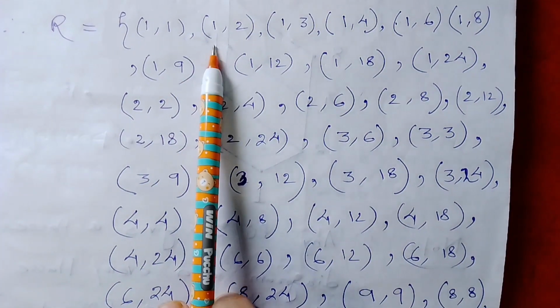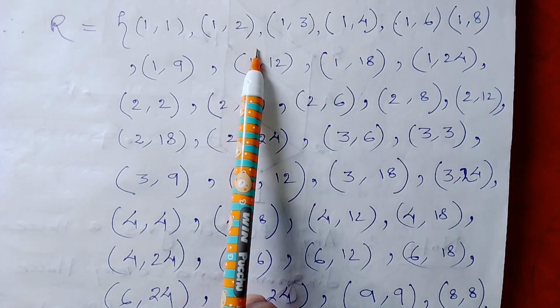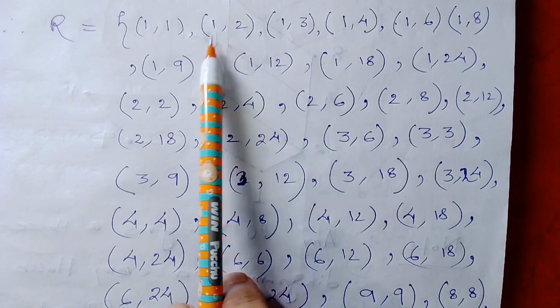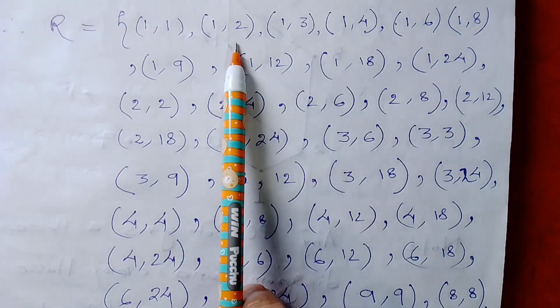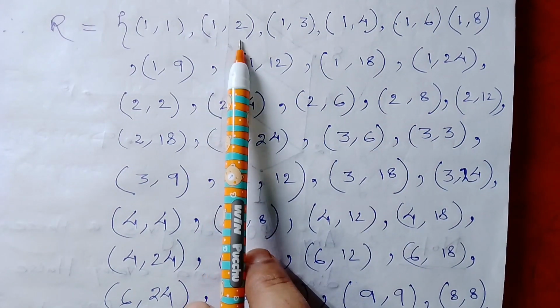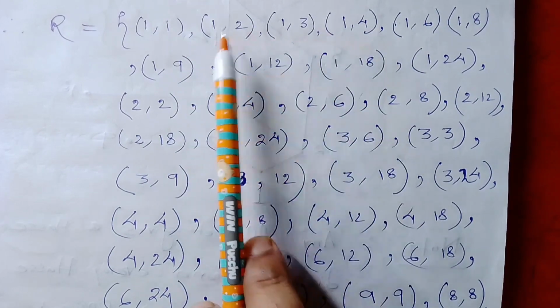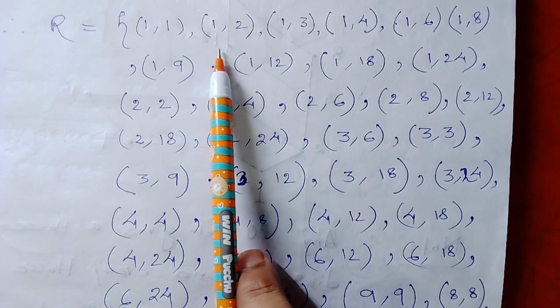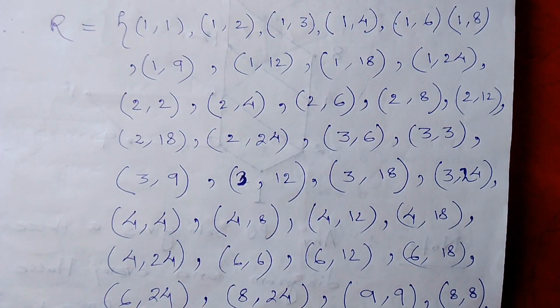Then we will check the next condition to be a poset, and that is antisymmetric. Here the relation set consists of (1, 2), but (2, 1) is not there. If (2, 1) is there, then the relation will not be a poset, because then it will be a symmetric relation. So (2, 1) is not there, because 2 never divides 1. That is why the antisymmetric condition has been satisfied.